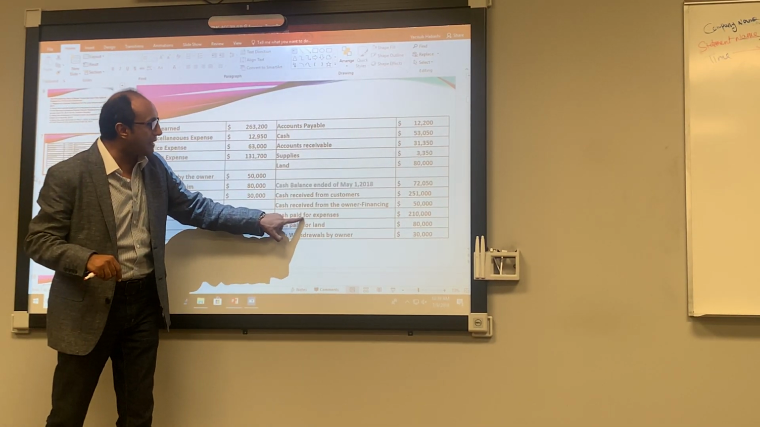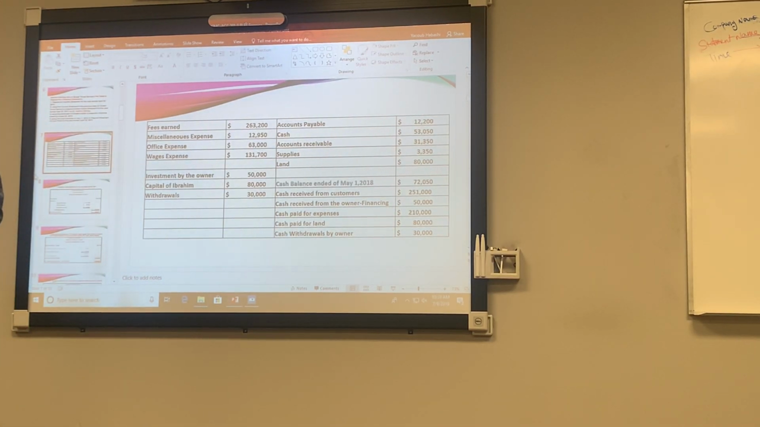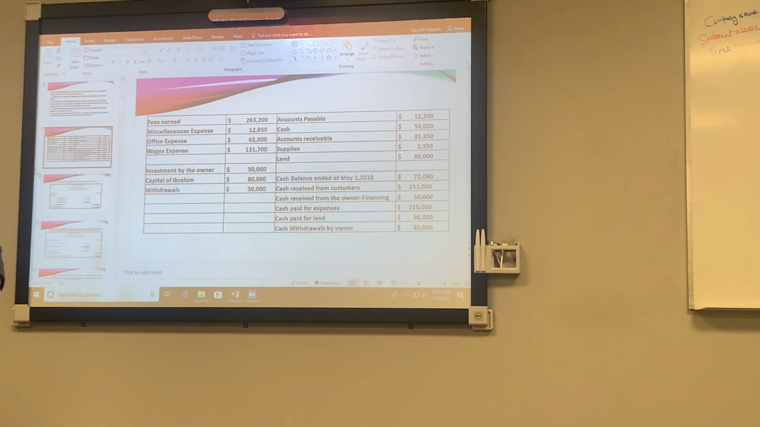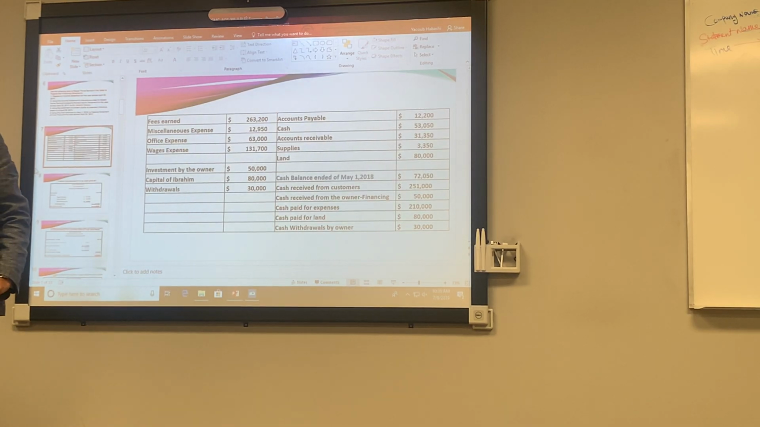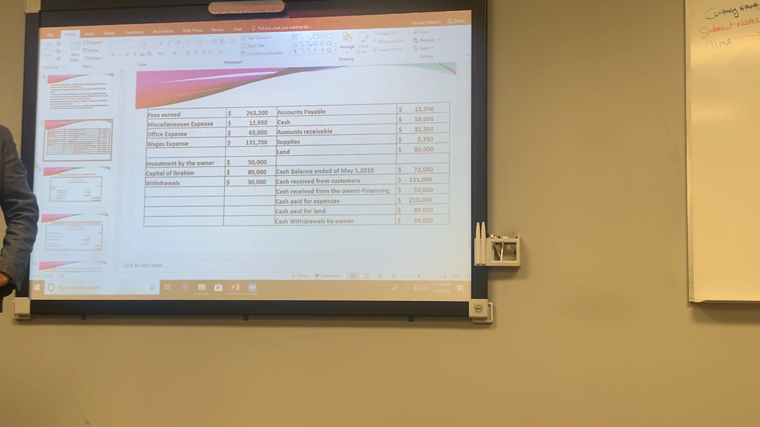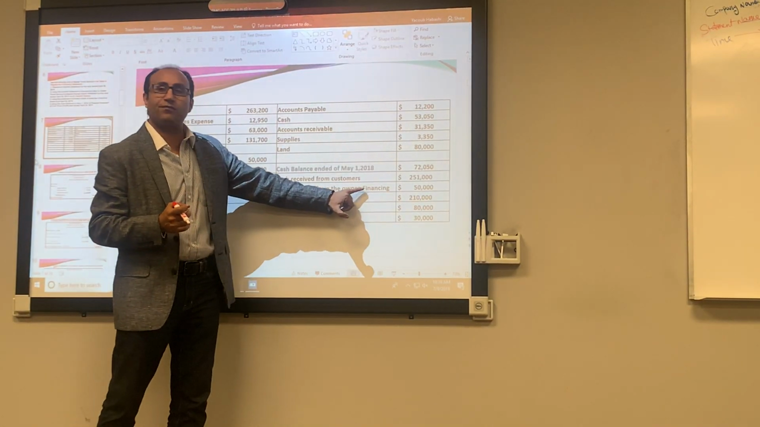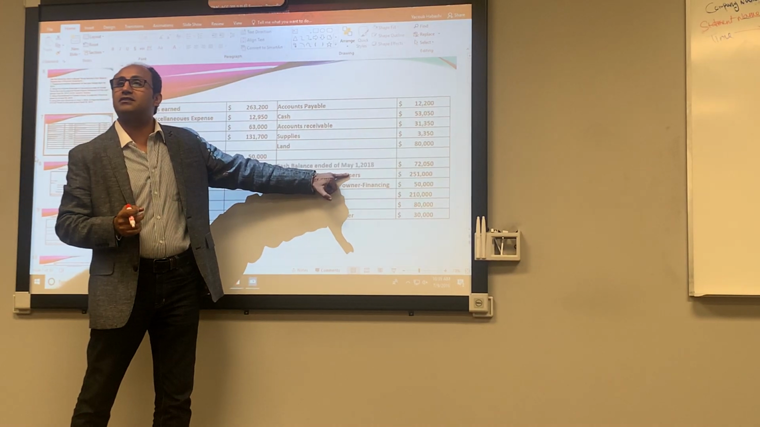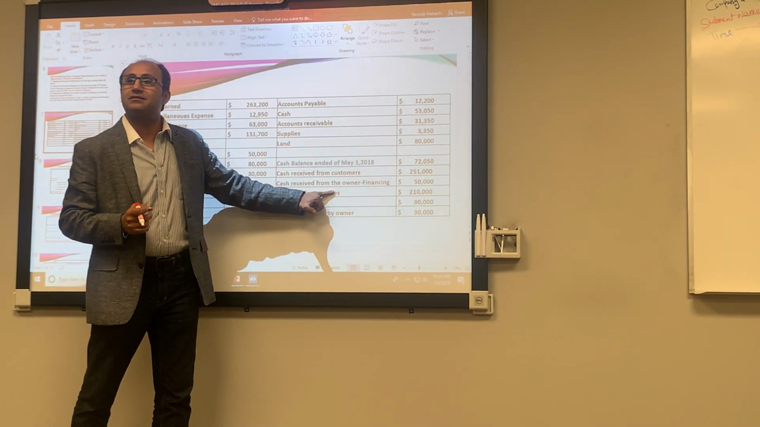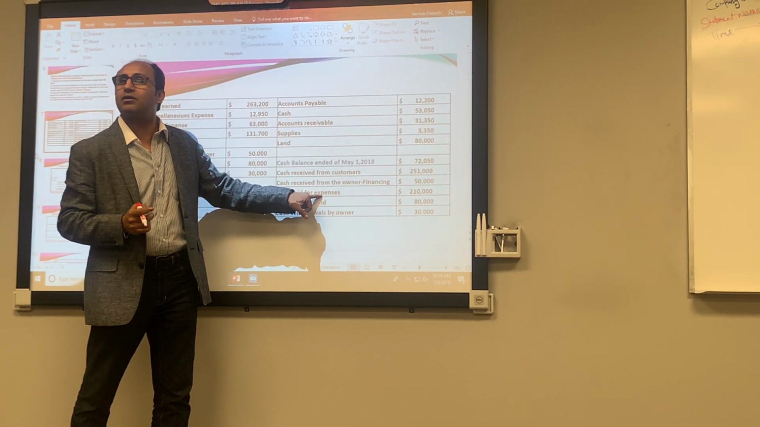So what about cash paid for expenses? Who will tell me? I'm going to say operating, because it's something you need to operate the business. What do we have? Cash received from the owner is for financing. Cash received from the customer is for operating activities. Cash paid for expenses: where will I put this data? Under what section?